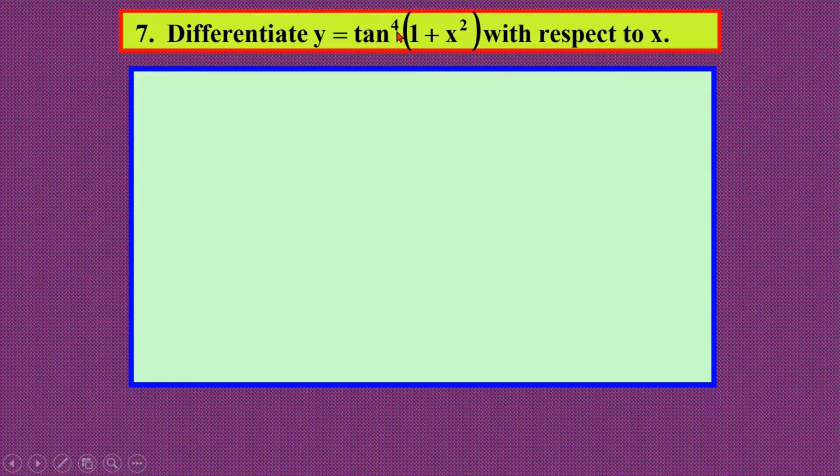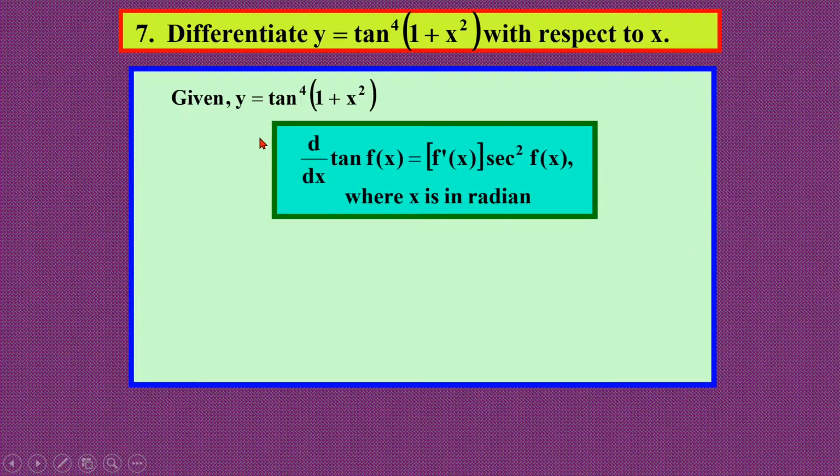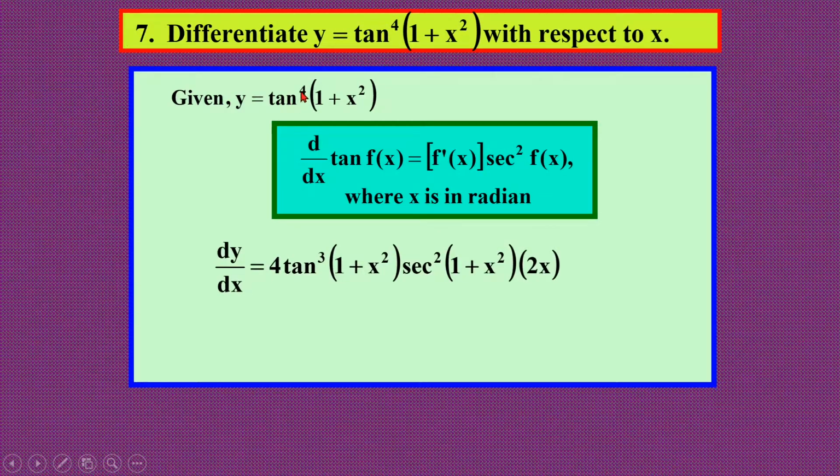In this question, again, it comes in the form of composite. So what will happen is, this index is going to go to the front using the formula of composite function. So index to the front, index minus 1, copy the whole function. Okay, once that is done, I'm going to differentiate tangent function. I will get secant squared fx. So secant squared, the fx is 1 plus x squared.